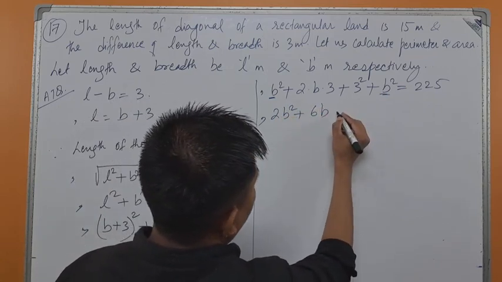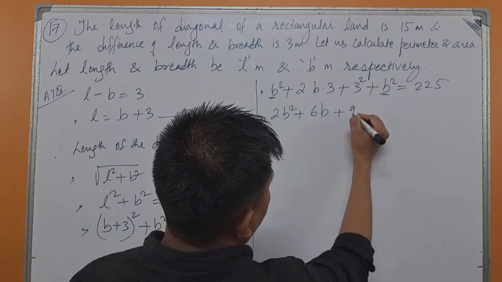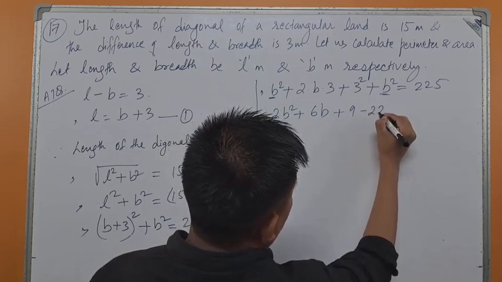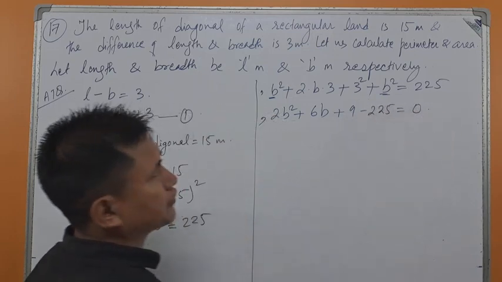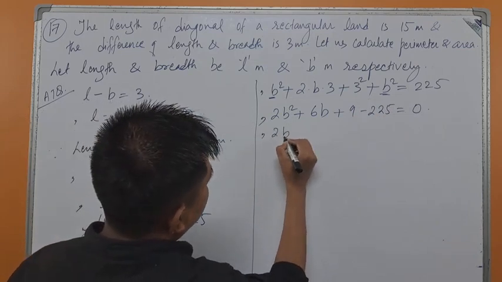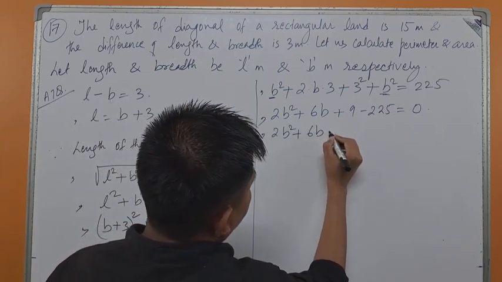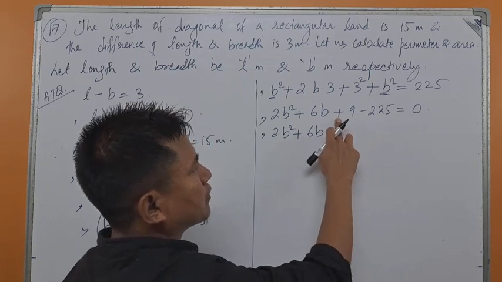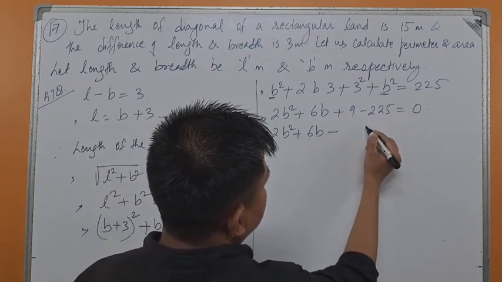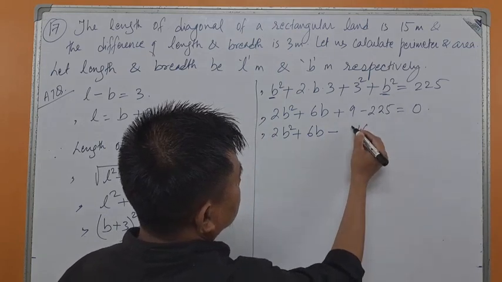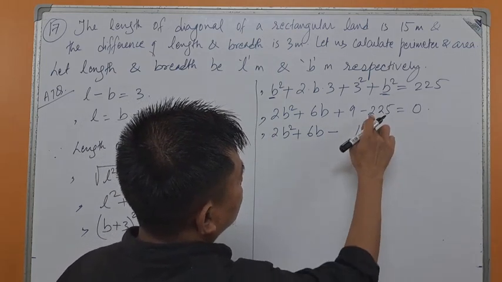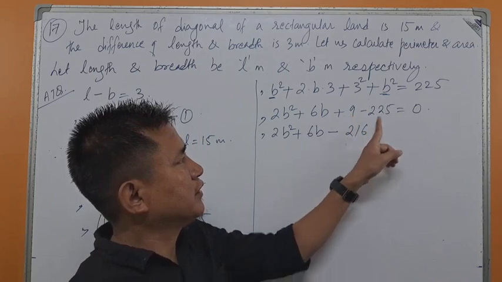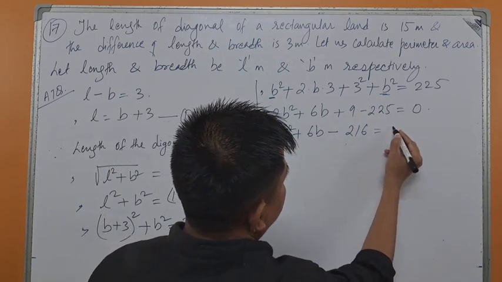plus 3 square is 9. So we bring this 225 to the left-hand side, it becomes minus 225 equals 0. Nothing is left in the right-hand side. Or 2B square plus 6B minus 225 plus 9, because these have opposite signs, we must subtract. 225 minus 9 is 216. The sign of the greater number, minus, comes here, equals 0.